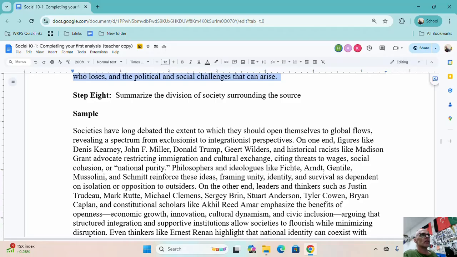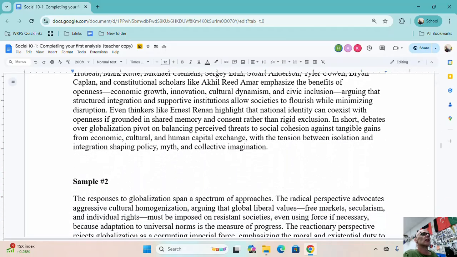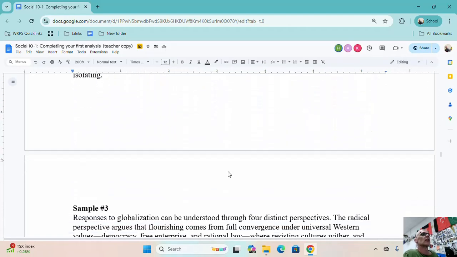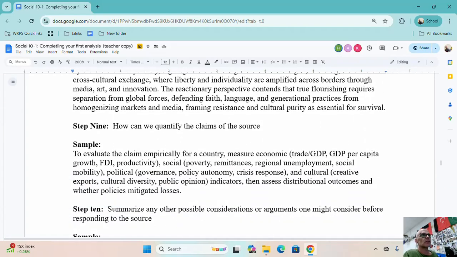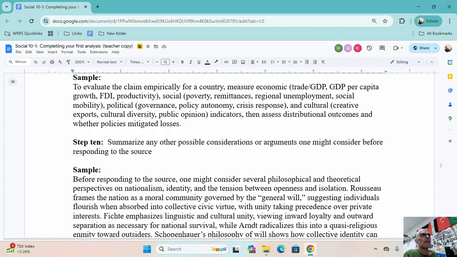Again, summarize the division. We have a long version of it. We have a second version of it. We have a third version of it. And we've already talked about quantifying the claims. Summarize any other possible considerations. So rather than just talking about proponents and opponents, is there anything else you've studied that could fit in?